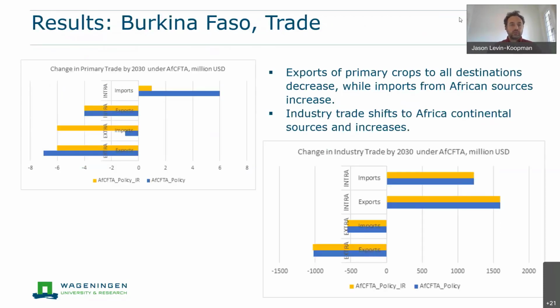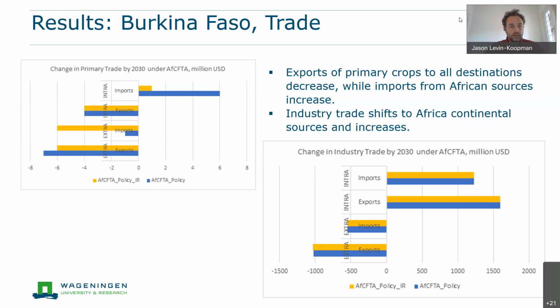So now going back to the trade story, but now looking particularly at Burkina Faso, where the blue is the AfCFTA tariff reduction only, and the yellow is not only the tariff reduction but also an increase in irrigation from this policy.